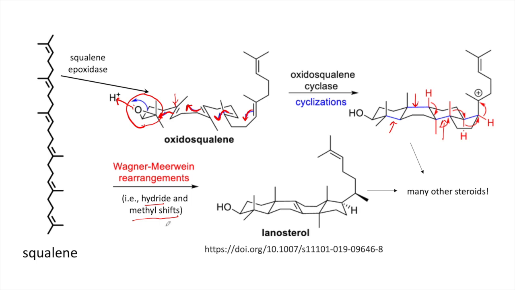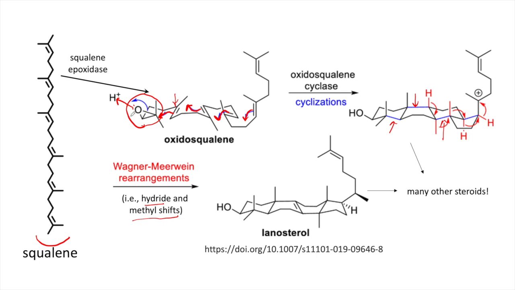The technical term is Wagner-Meerwein. But that's not the focus here. The focus here is that I got from something achiral to something very chiral. And I made a bunch of new carbon-carbon sigma bonds by having my alkenes act as nucleophiles, my pi bonds act as nucleophiles, and my protonated epoxide act as an electrophile.